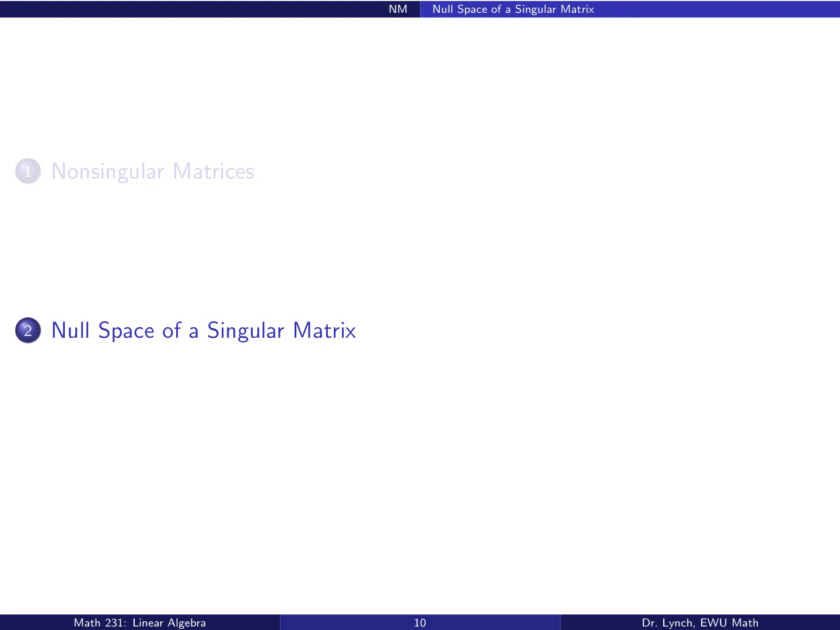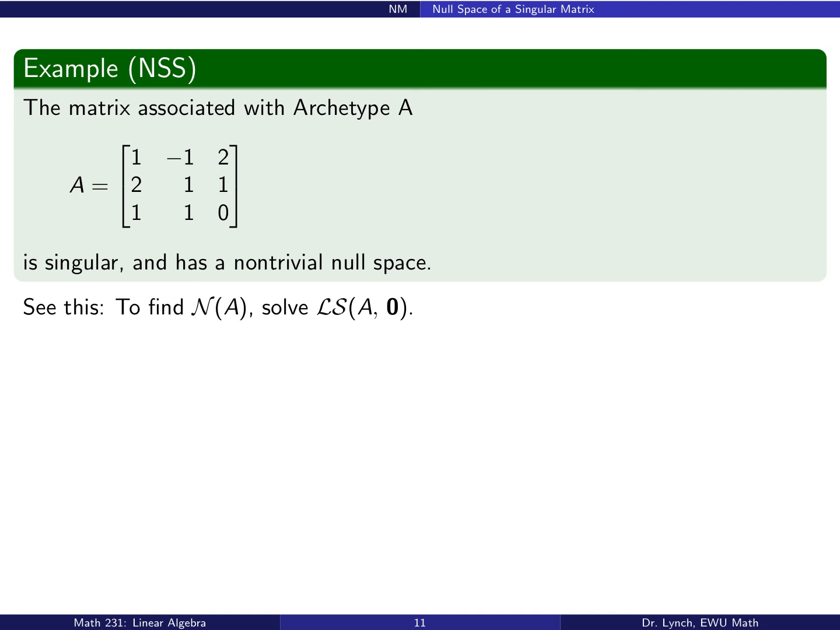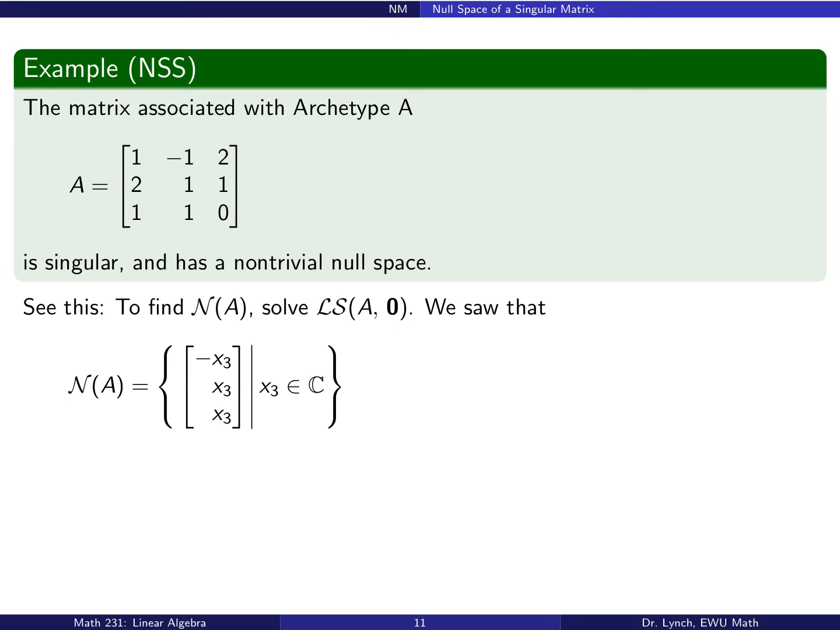Okay, let's go ahead and transition and talk about the null space of a singular matrix. On one hand, we know that singular matrices have a non-trivial null space, right? So to see this again, we'll reduce this matrix to a reduced row echelon form, and it turns out that when you do that, the null space is this set of vectors. Okay, non-trivial null space, yes, singular.